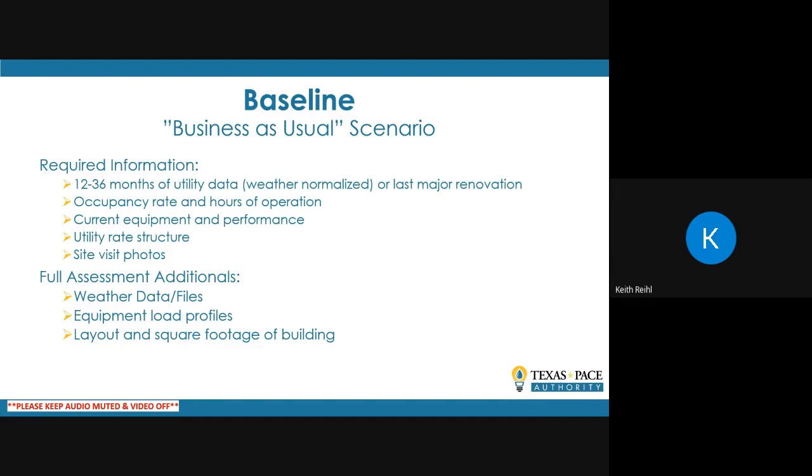Other additional details might be weather and data files, just to try and document where the building is located. Those are readily available with ASHRAE. You may ask for load profiles: when's it running, when's it shut off, when's it set back, and the layout and square footage of the building.